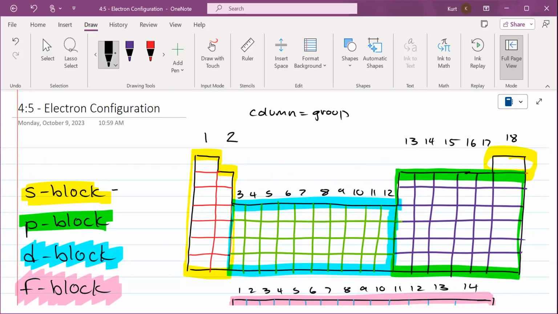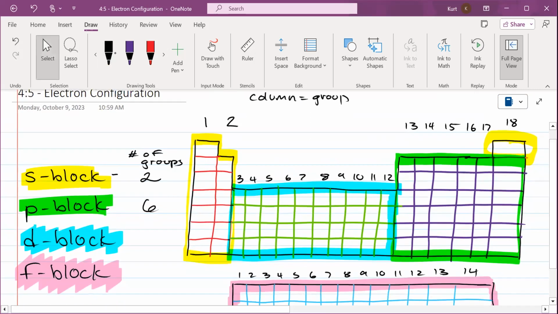Nella, how many groups does the S block have? Right. Alex, how many groups does the P block have? Correct. Kellen, how many groups does the D block have? 10. And Madeline, how many does the F block have? 14. Are you guys with me so far? Okay.